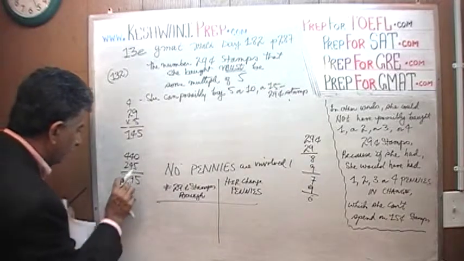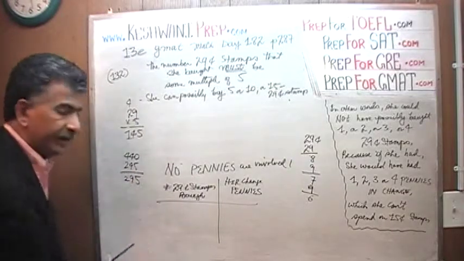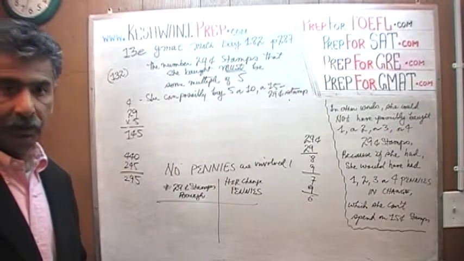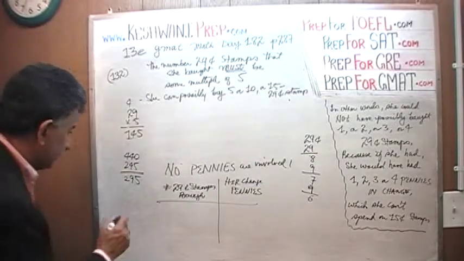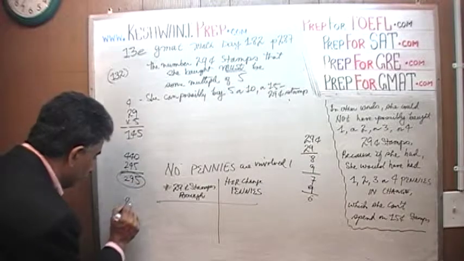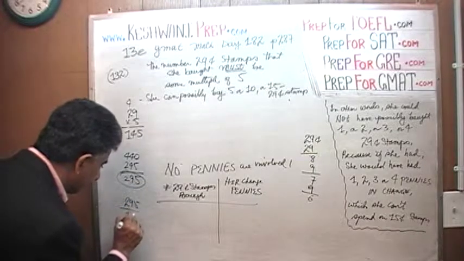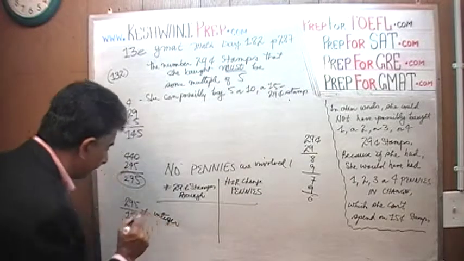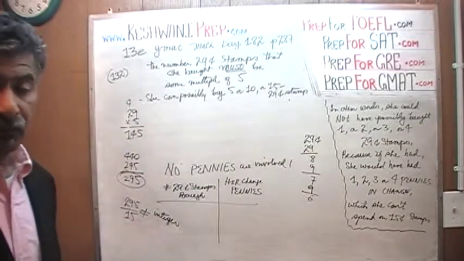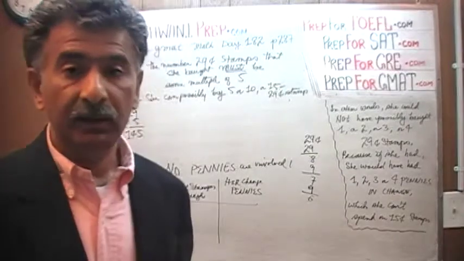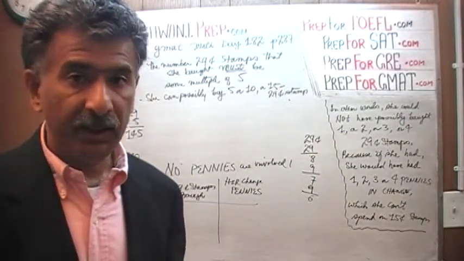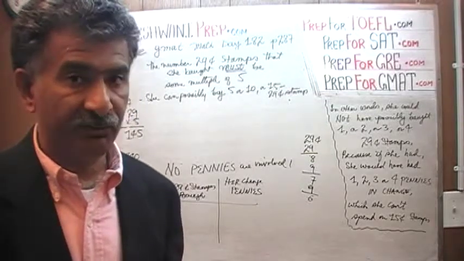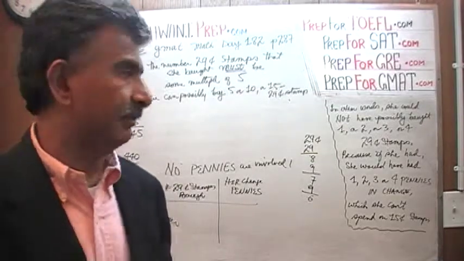So that means she will have $2.95 left over to spend on the 15-cent stamps. But she cannot spend $2.95 on 15-cent stamps, that is not an integer. She can spend $3 on 15-cent stamps that will buy her 20 15-cent stamps, but she cannot buy 15-cent stamps with exactly $2.95. It is not physically possible.